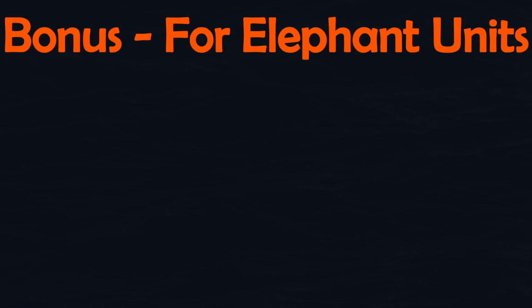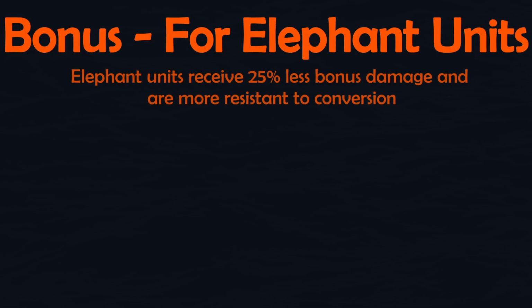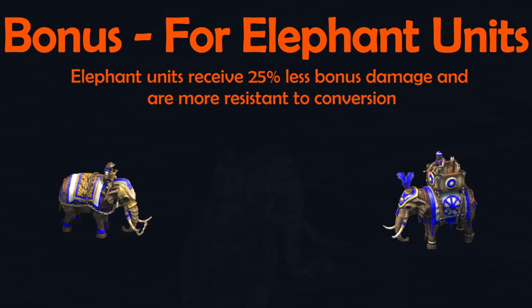The other bonus that comes with the civilization is for the elephant units, who receive 25% less bonus damage and are more resistant to conversion. This is a great nod to the fact that the realm of Bengal was always known for its elephant corps.